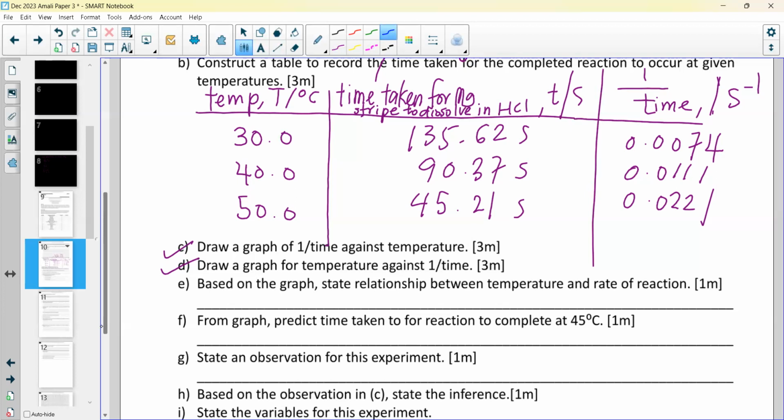The first graph is 1 over T against temperature. The second graph is temperature against 1 over time. On the y-axis, this against this, here is Y, here is X.